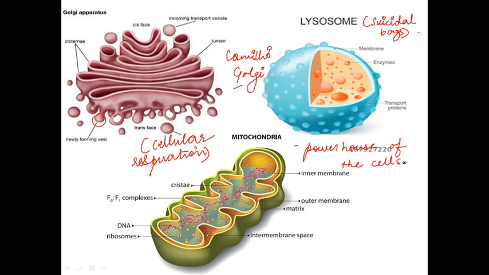So mitochondria have a double membrane, there's the outer membrane and the inner membrane. Inner membrane, as you can see, is highly folded inside. It has a matrix present in it. Mitochondria have their own DNA, and they're known as the powerhouse because they produce energy in the form of ATP, that is adenosine triphosphate.